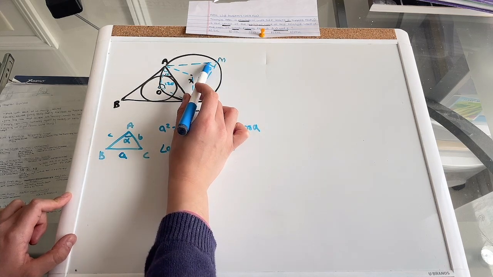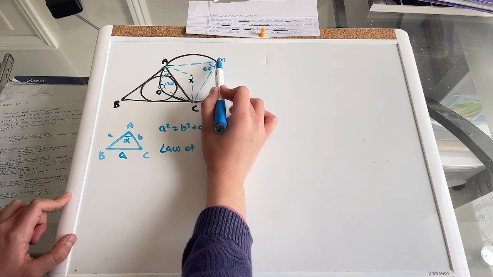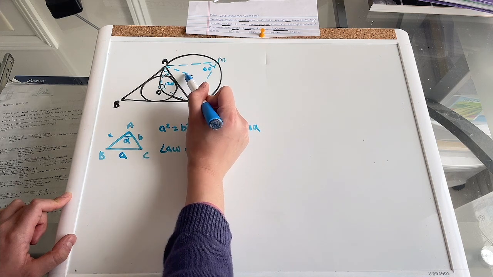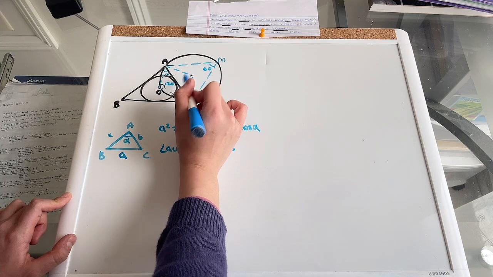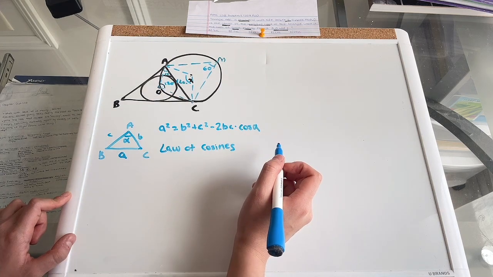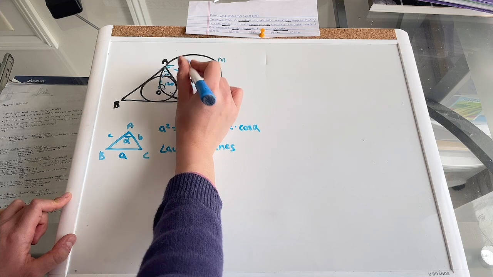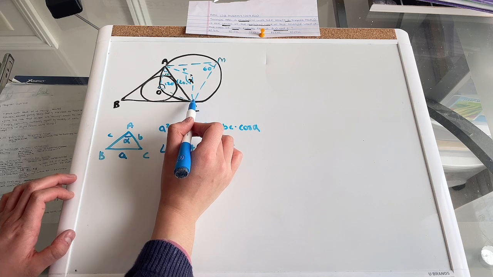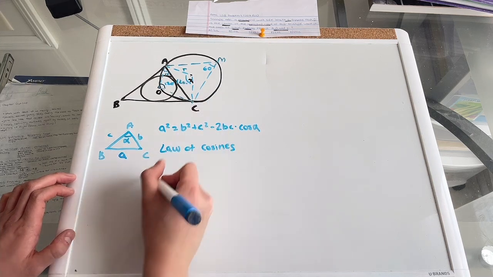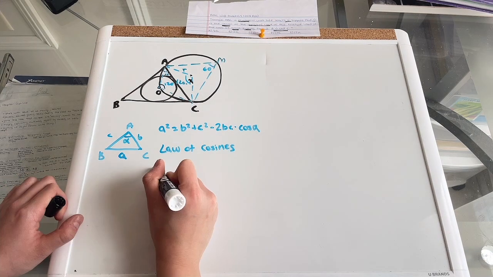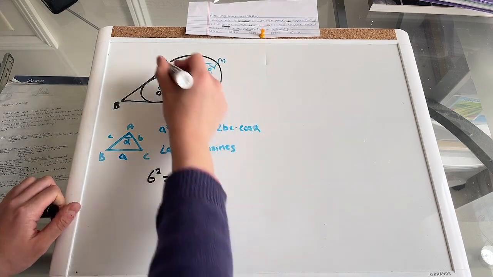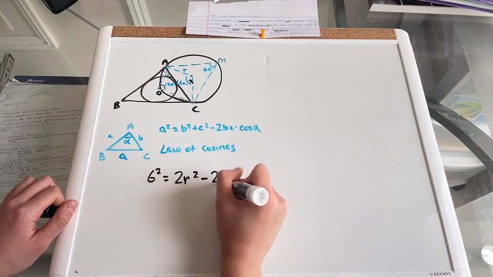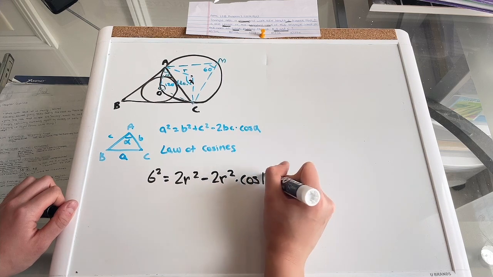Now, because this is 60, and M is the point on the other side of the circle, and X is the center of the circle, we also know that this angle is equal to 120 degrees. We can now apply the law of cosines and find the radius of this circle. a would be AC, and since this equilateral triangle has a side length of 6, 6 squared is equal to b squared plus c squared, which are the two r's, minus 2bc, which is 2 times r squared, times cosine of 120 degrees.